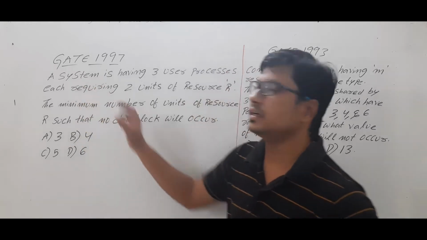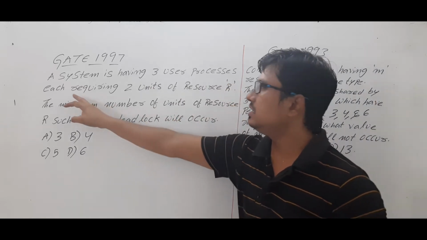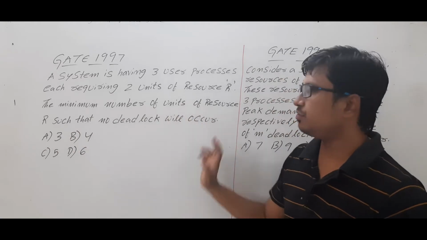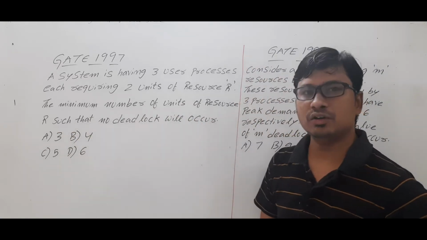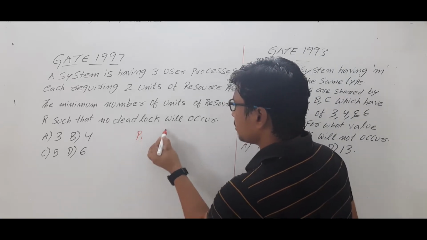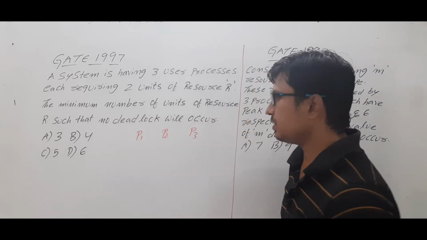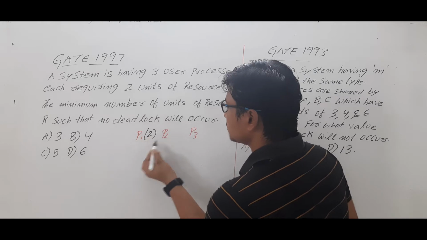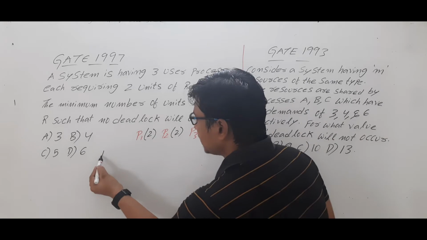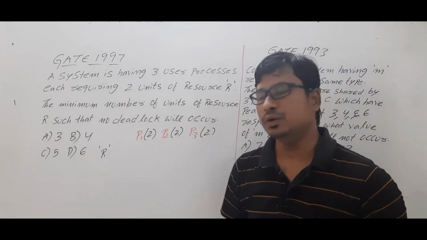Look at the GATE 1997 question. A system is having three user processes, each requiring 2 units of resource R. The minimum number of units of resource R such that no deadlock will occur. Is it clear? So we have three user processes such as P1, P2, P3, and each process requires 2 units of resource R. Am I right or wrong? Now we need to find what is the minimum number of instances of resource R required such that there will be no deadlock.